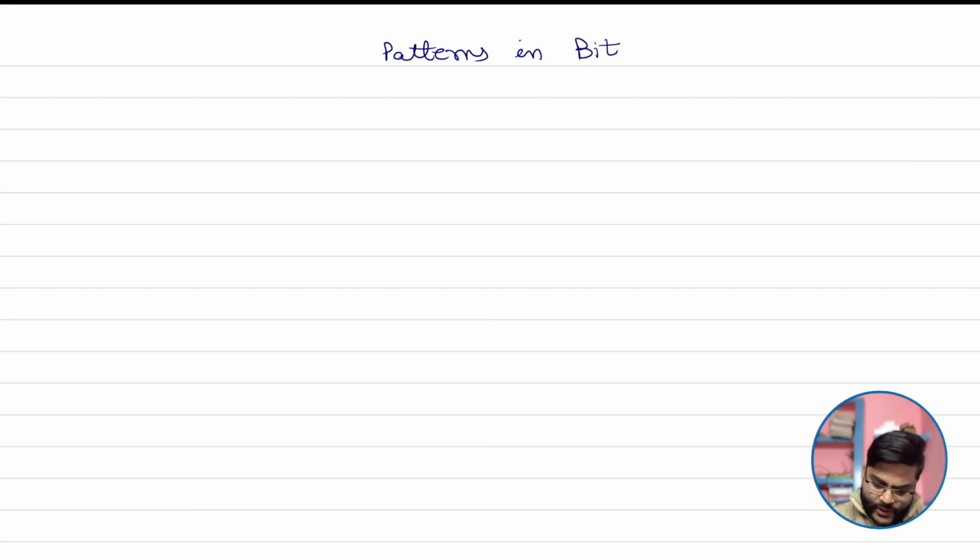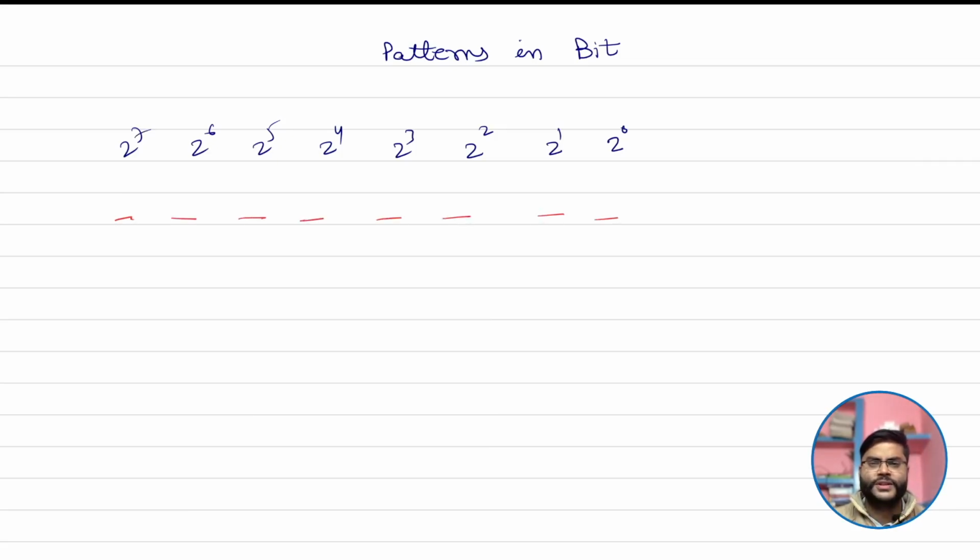Okay, so it starts with 2 to the power 0, 2 to the power 1, 2 to the power 2, 2 to the power 3, 2 to the power 4, 2 to the power 5, 2 to the power 6, 2 to the power 7. Okay, I will take only 8 bits. We mostly work on 8 bits only.